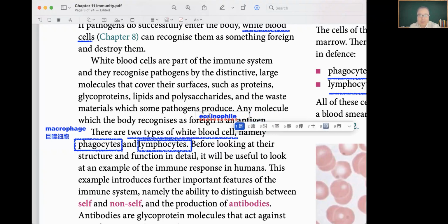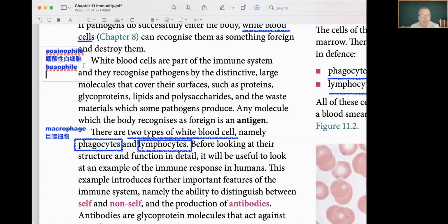Can you see I'm typing the word? So eosinophil is the white blood cell that, in terms of pH, will be lower than 7. Basophil.